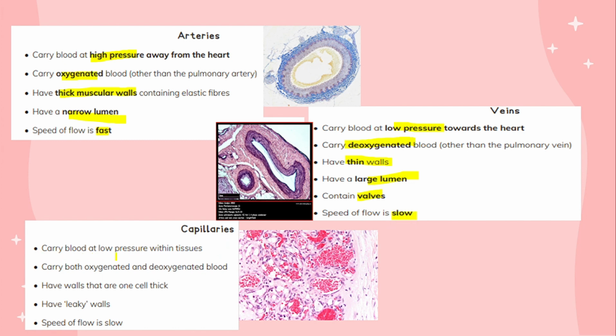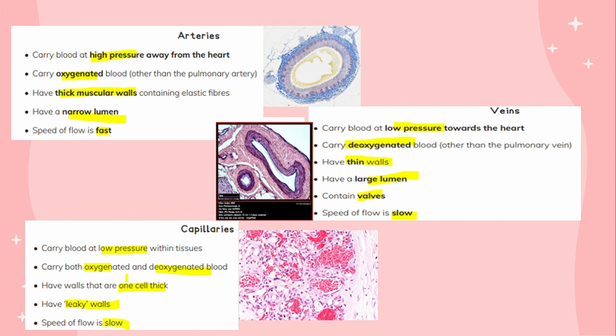Lastly, capillaries. Capillaries carry blood at a low pressure within tissues, carry both oxygenated and deoxygenated blood, have walls that are 1 cell thick, have leaky walls so that the material inside can pass and reach the tissues easily. And lastly, the speed of flow is slow. Wait, I cannot highlight it.